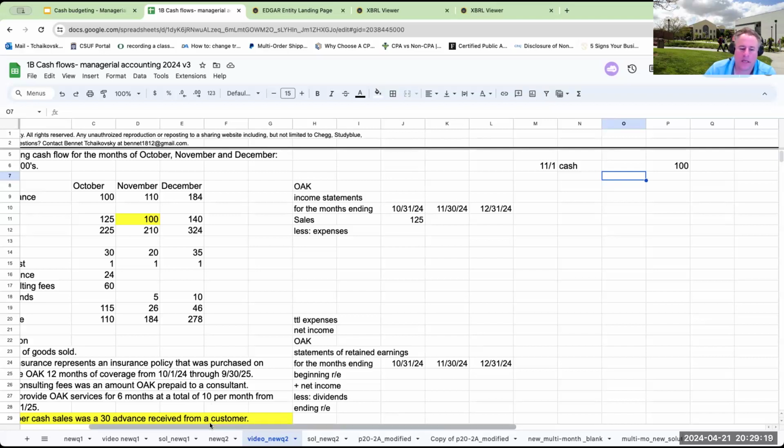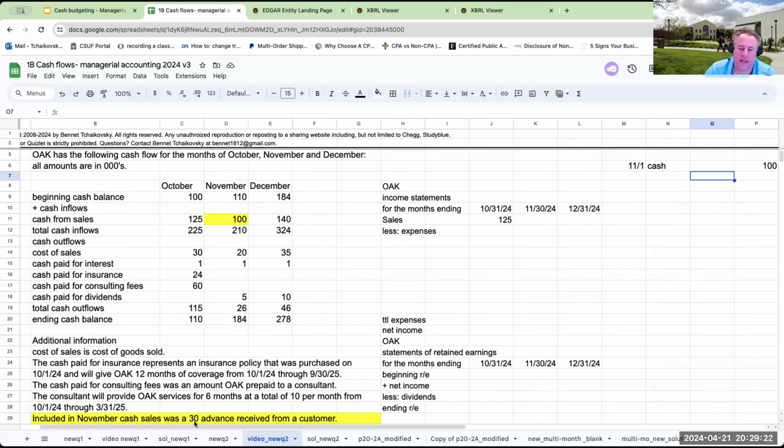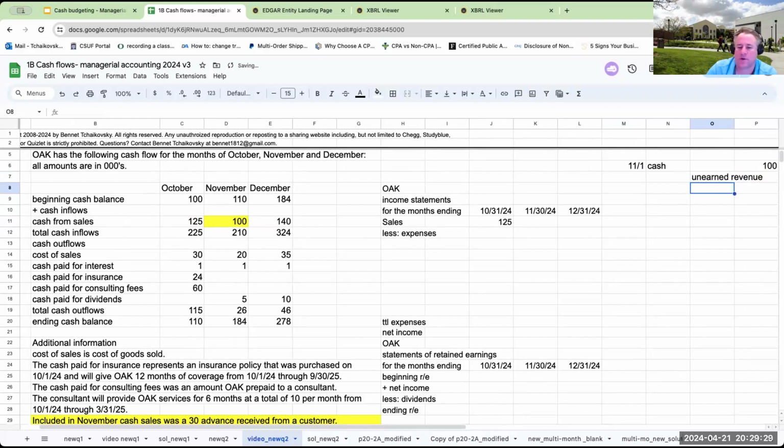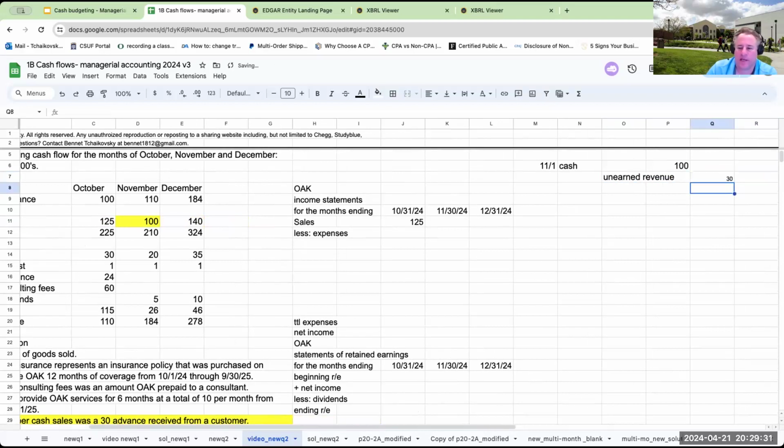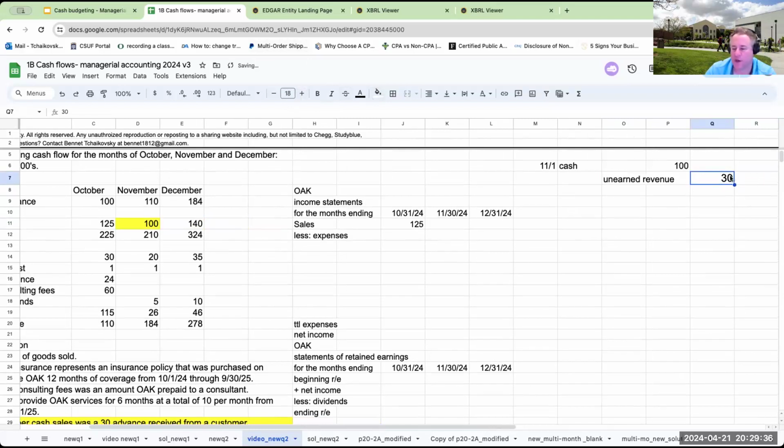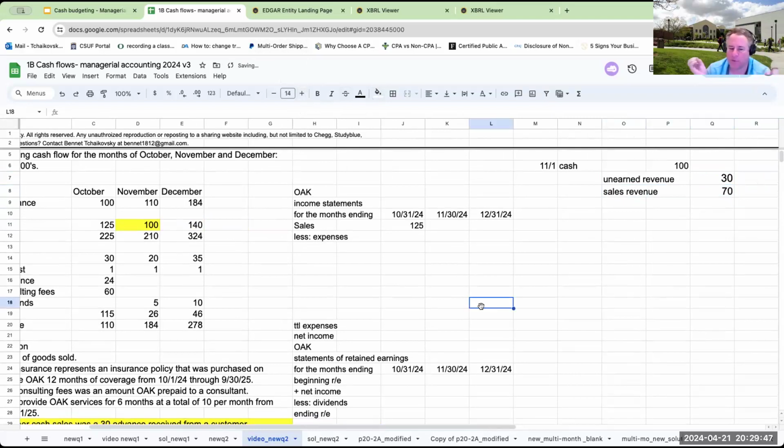Well, if I received 30 as an advance, that is going to be a liability, or what we call unearned revenue. My unearned revenue is at 30. So the rest of this must have been sales revenue, or over here at 70. So very important: sales means sales that we have earned.